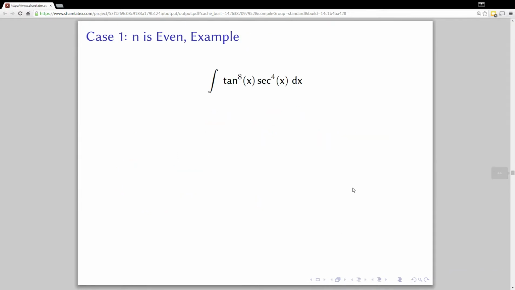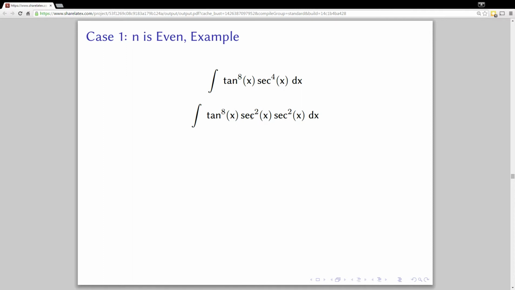So let's take a look at case 1. Case 1 is where n is even. That's the power of secant is even. It's 4 here. And so how would you go about doing that? Well, if the power of secant is even, what you want to do is pull off a factor of secant squared. Just like we did for cosines and sines, this secant squared is going to become my du in a substitution. So that drops this power by 2.